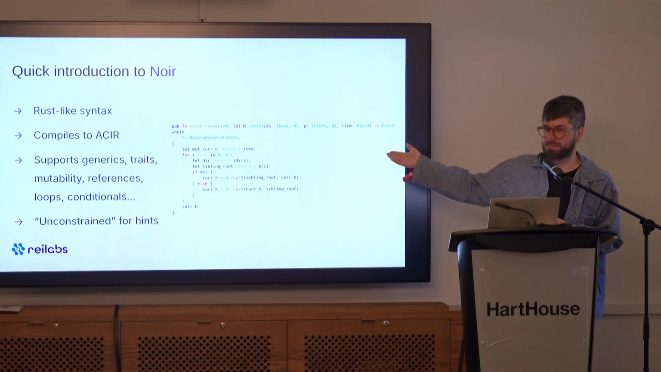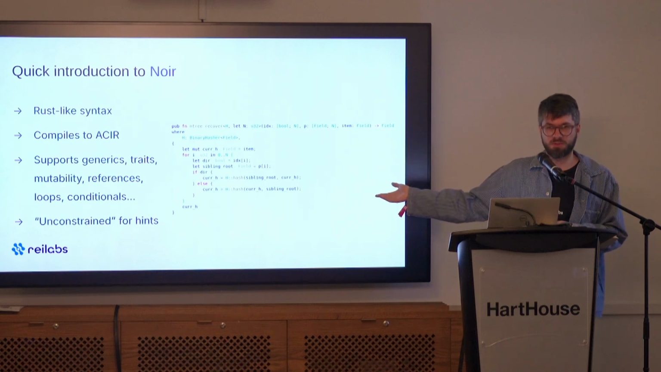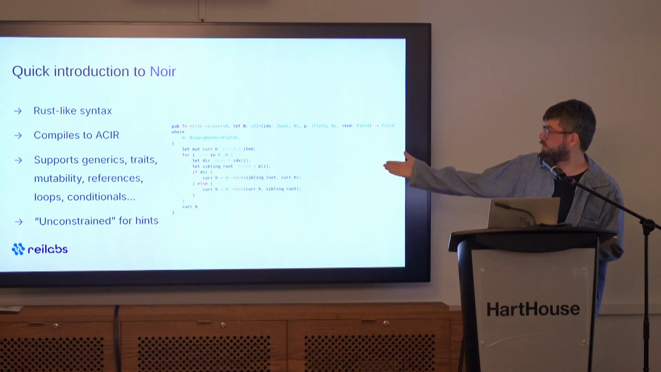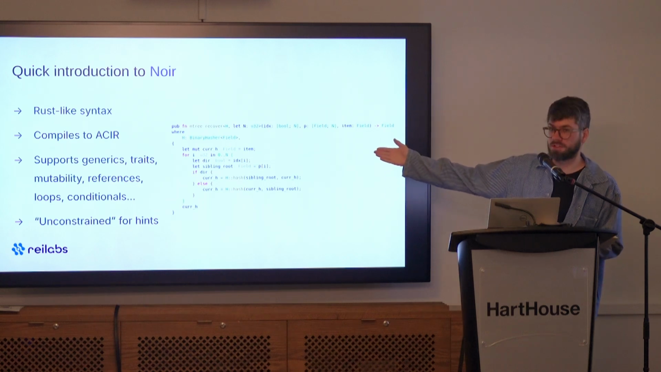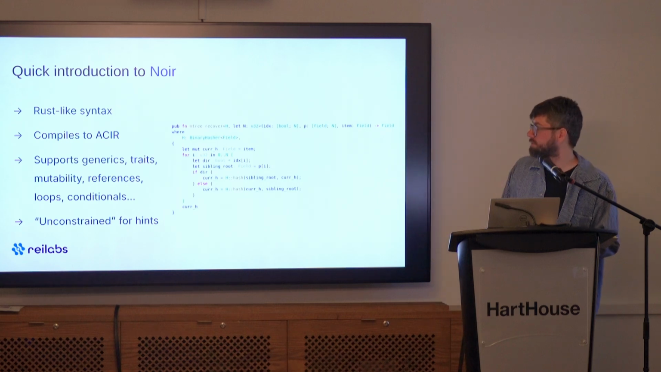It has maybe some types that aren't familiar to you if you come from Rust, like field, but that's not so surprising if you're doing some ZK context type stuff. And then we have a loop here, let mut to define mutable variables. This is all very familiar to us.